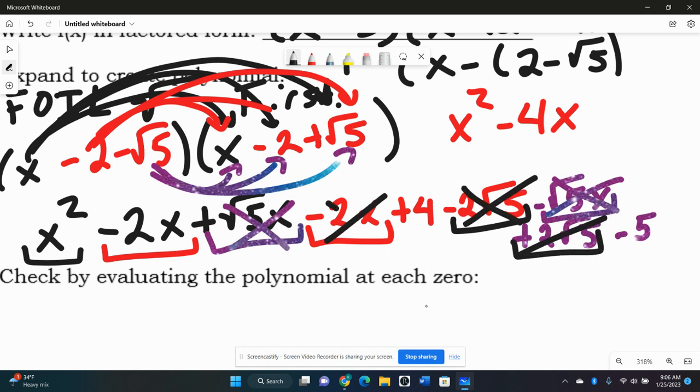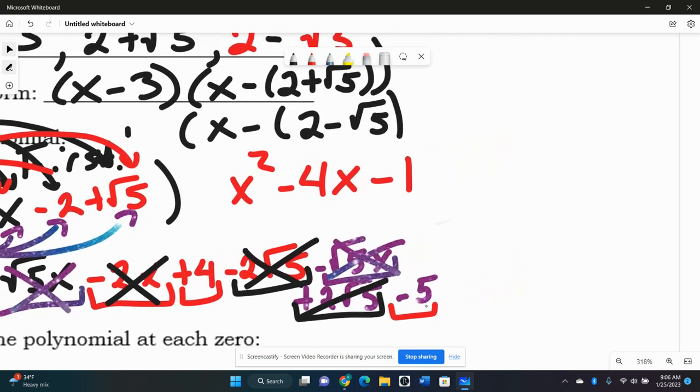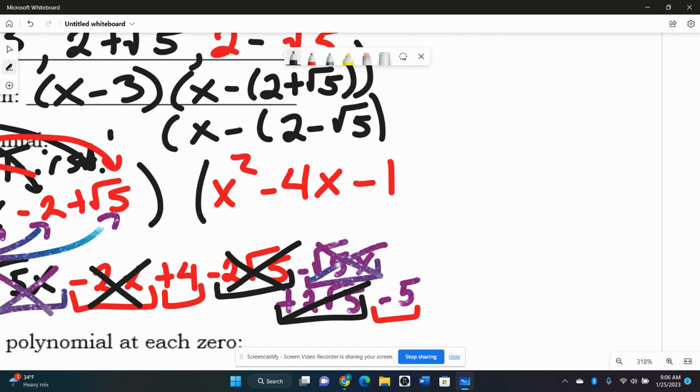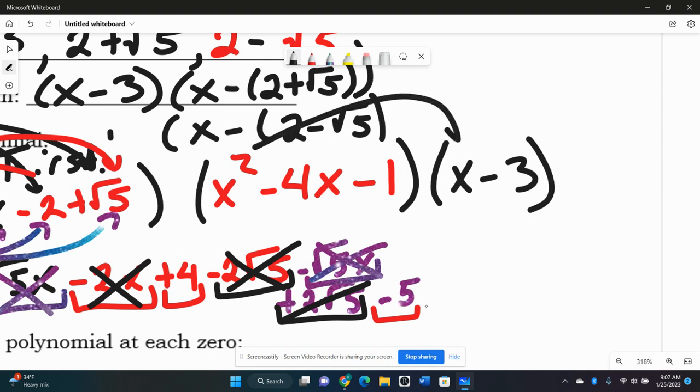So those just go away. And then what's left? I still have plus 4 minus 5. So 4 minus 5 gives me negative 1. It gets a little hairy at first, but we know what to do. Now that was just our imaginary part, so we still have to FOIL it with this x minus 3. So we'll do that real fast.